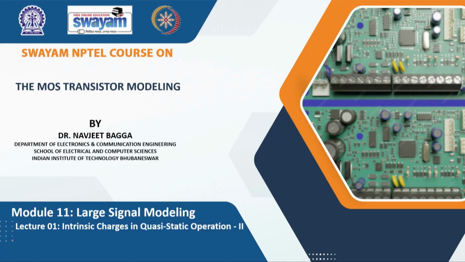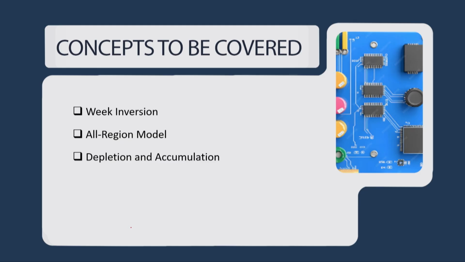Hello all, and welcome to this lecture. We are in module 11, lecture number 1, Intrinsic Charges in Quasi-Static Operation, part 2. In this lecture, we will see how these charges under quasi-static operation can be defined in weak inversion, the all-region model, and depletion and accumulation. We will see how these charges are distributed in the channel, let's say for weak inversion.